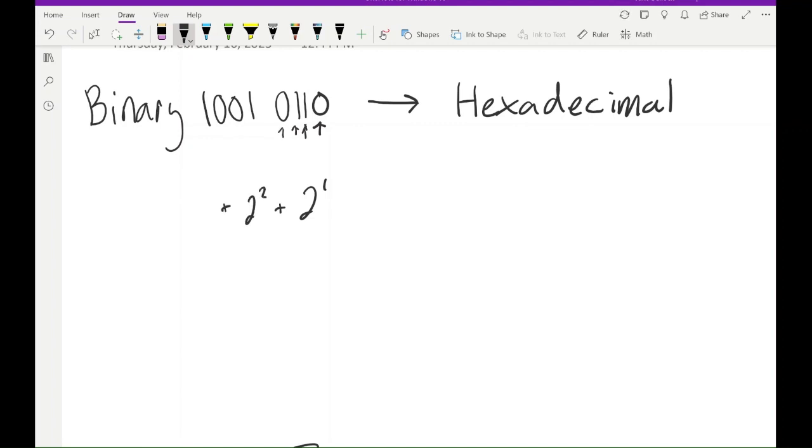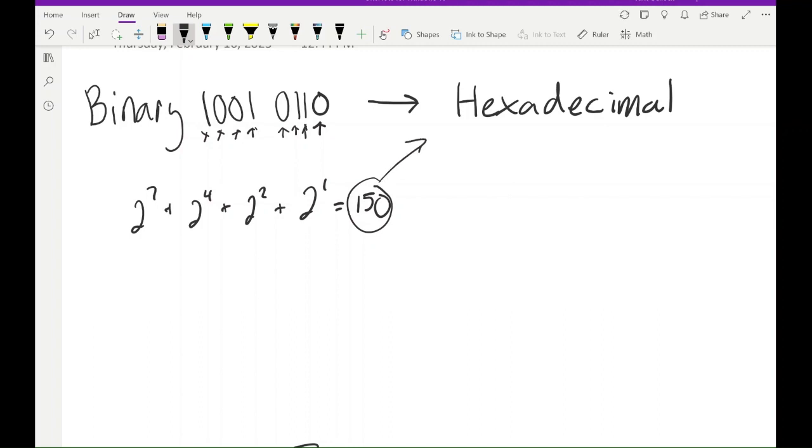2 to the power of 3, there's none. 2 to the power of 4, and then 5, there's none. 6, there's none, and we have 1, 4, 7. So 2 to the power of 7 plus 2 to the power of 4 plus 2 to the power of 2 plus 2 to the power of 1 equals 150. So now that we have our decimal, we're going to convert it into hexadecimal.